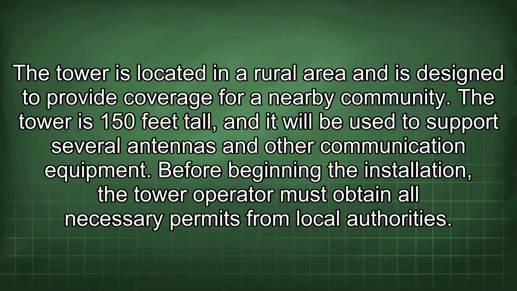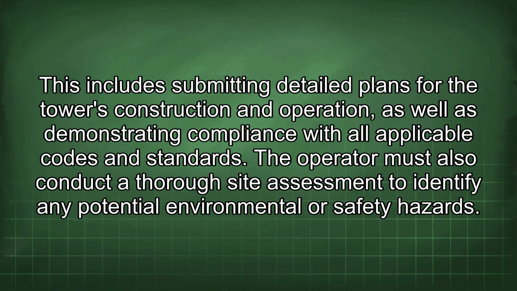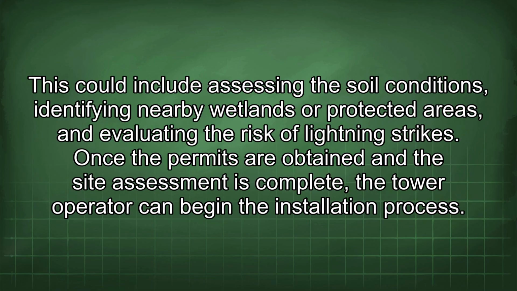Before beginning the installation, the tower operator must obtain all necessary permits from local authorities. This includes submitting detailed plans for the tower's construction and operation, as well as demonstrating compliance with all applicable codes and standards. The operator must also conduct a thorough site assessment to identify any potential environmental or safety hazards. This could include assessing the soil conditions, identifying nearby wetlands or protected areas, and evaluating the risk of lightning strikes.